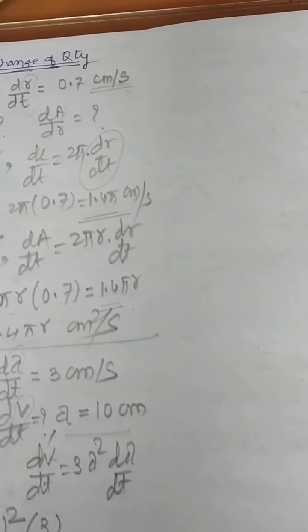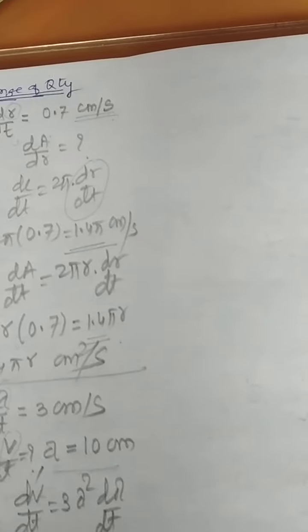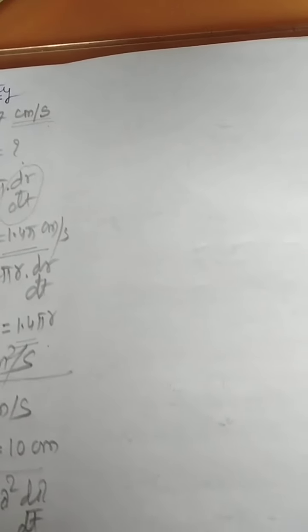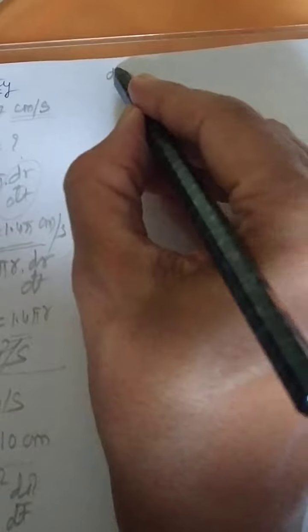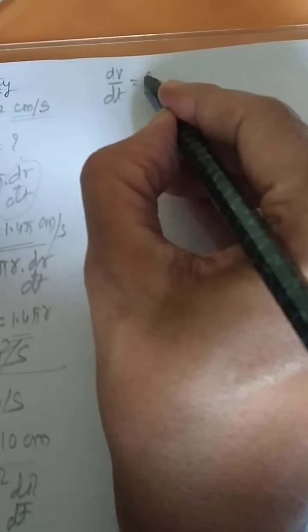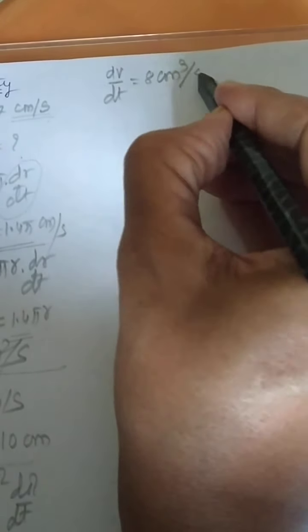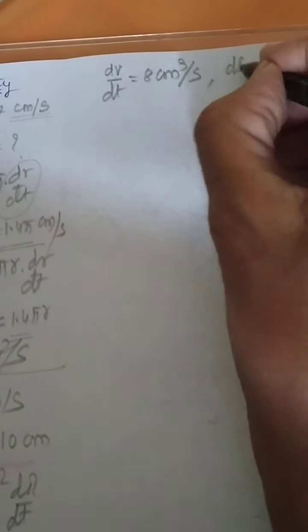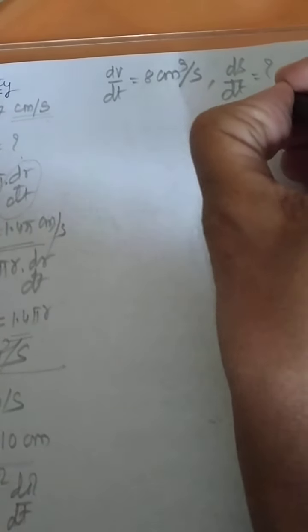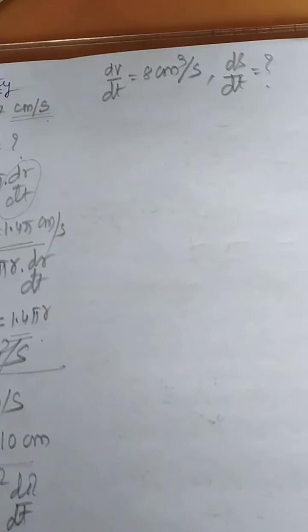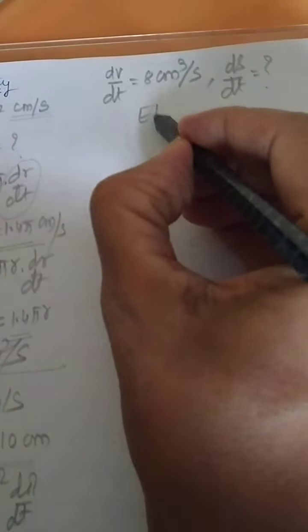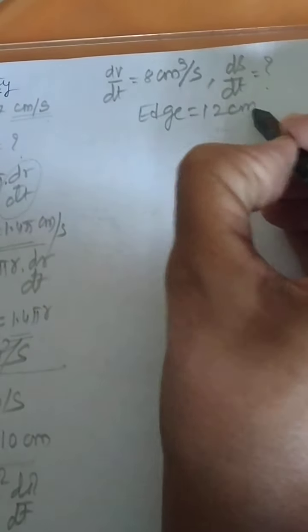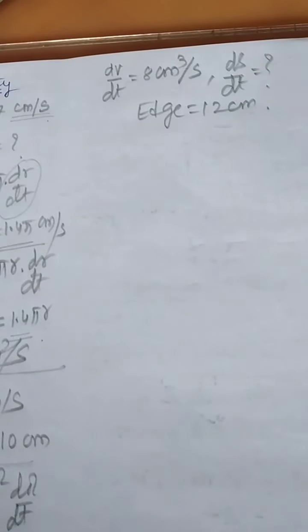The volume of the cube is increasing at the rate of 8 centimeter cube per second. This is given. How fast is the surface area increasing when the edge is given as 12 centimeter? How can you answer this question?